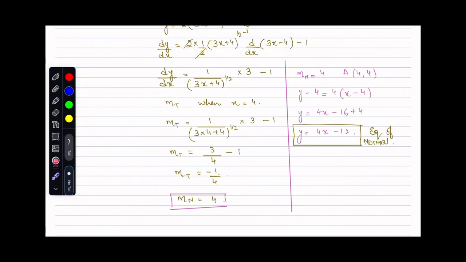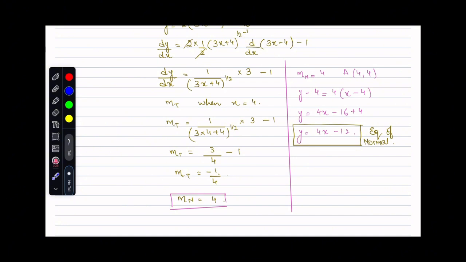The point was given as (4, 4). Therefore, I can say y minus y1, which is y minus 4, equals the gradient 4 times (x minus 4). Simplifying it further, y equals 4x minus 16, and then this negative 4 taken to the right side becomes a positive 4. So I can say that the equation of the normal is y equals 4x minus 12. So this is how this question shall be solved.